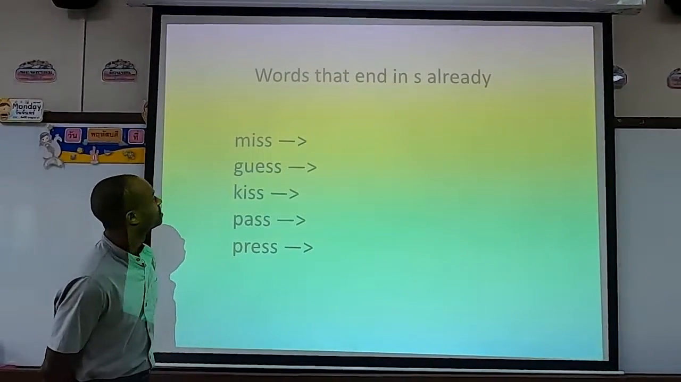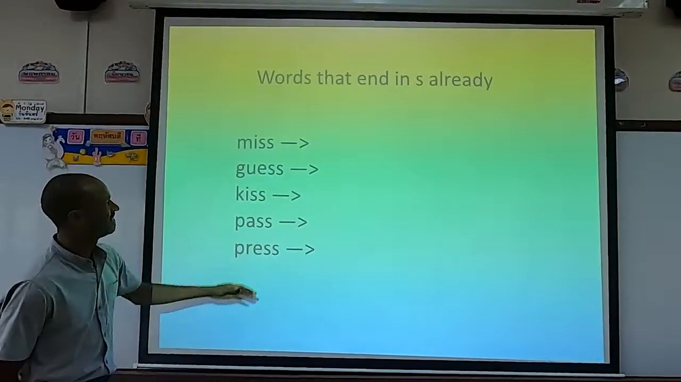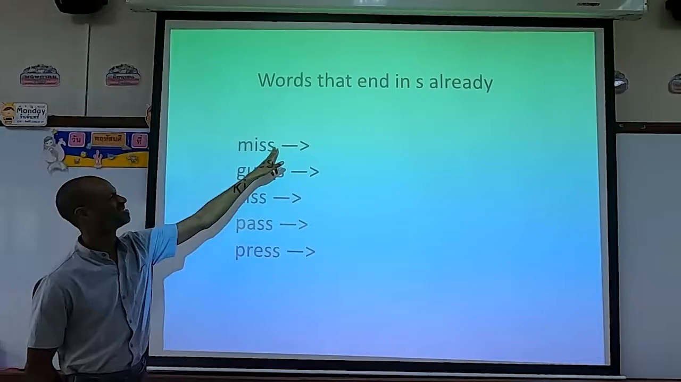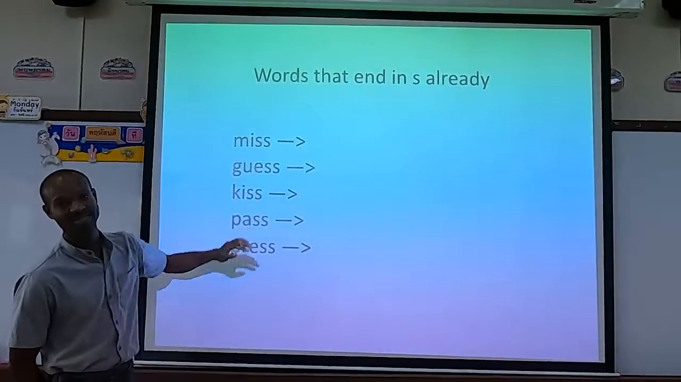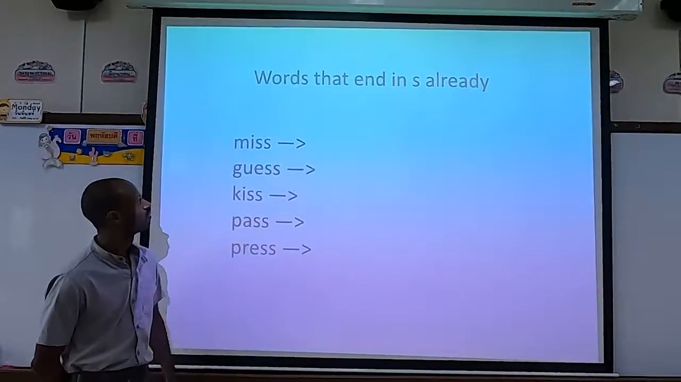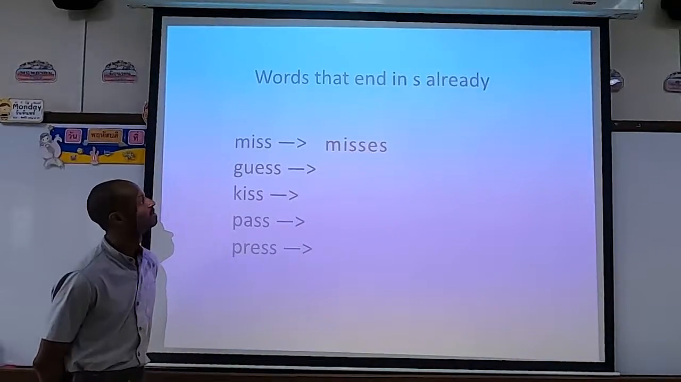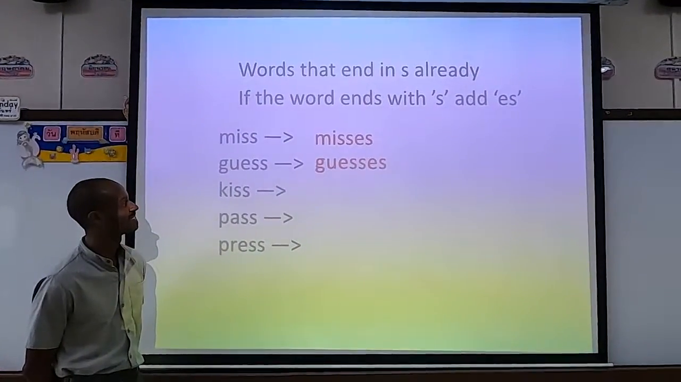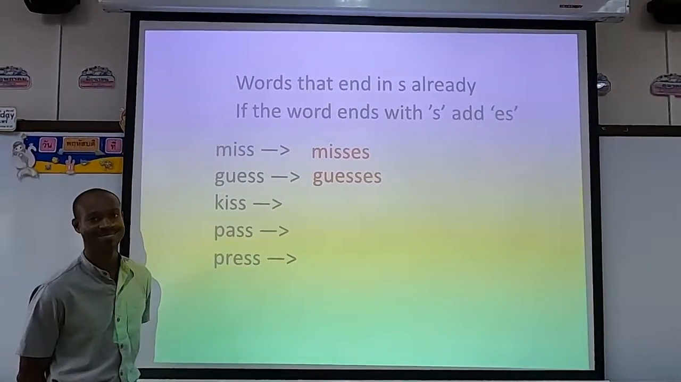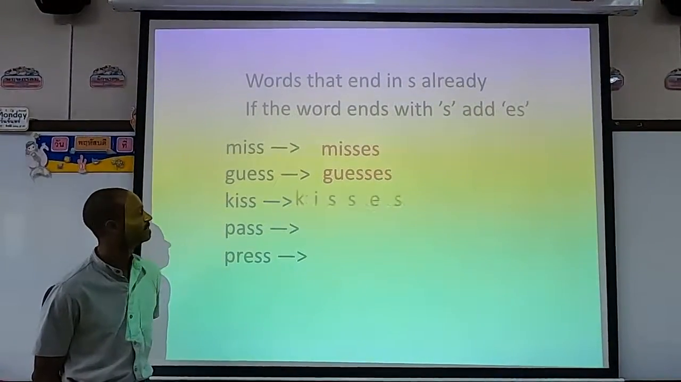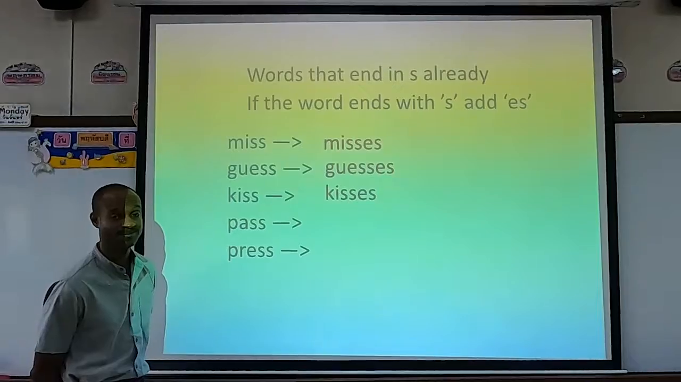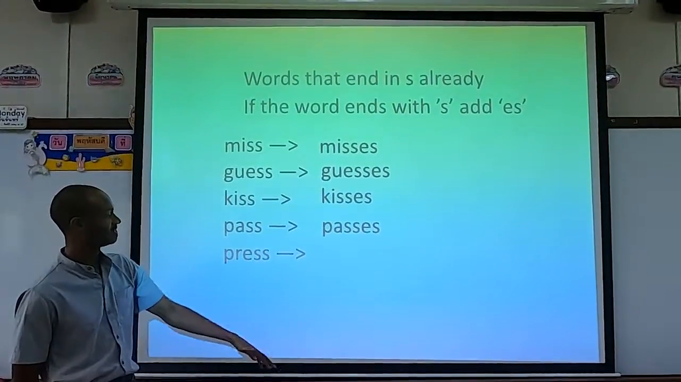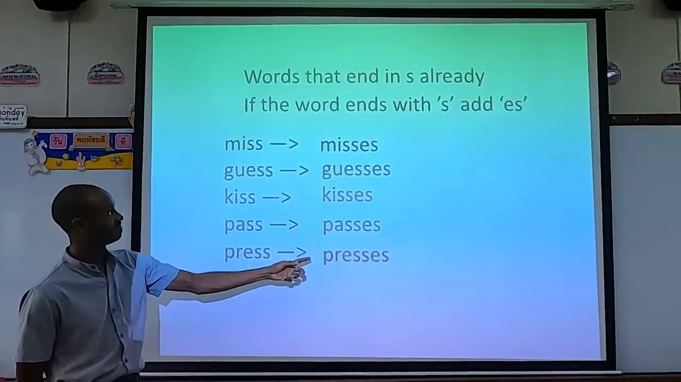Now some words already have an S at the end, so we cannot have three S's. These words we have to add ES. Okay? So the word to miss becomes misses. Guess becomes guesses. Kiss becomes kisses. Pass becomes passes. And press becomes presses.